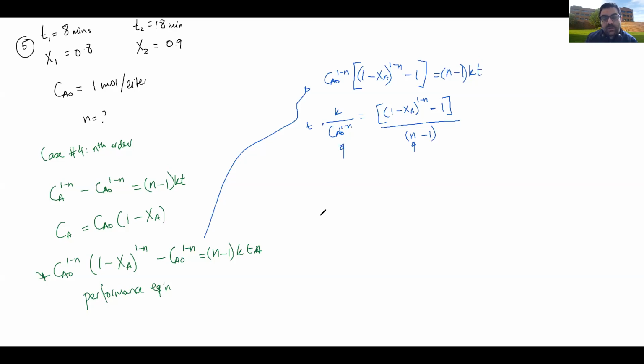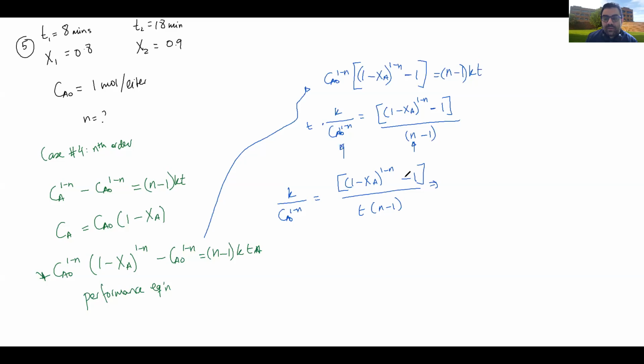Alternatively, what I'm going to do is this. I'm just going to say that k over Ca naught to the 1 minus n is equal to (1 minus Xa) to the 1 minus n, minus 1, divided by t times (n minus 1). And I'm going to plug the two sets of givens into this equation. So I'm just going to use the right-hand side here to solve my problem.